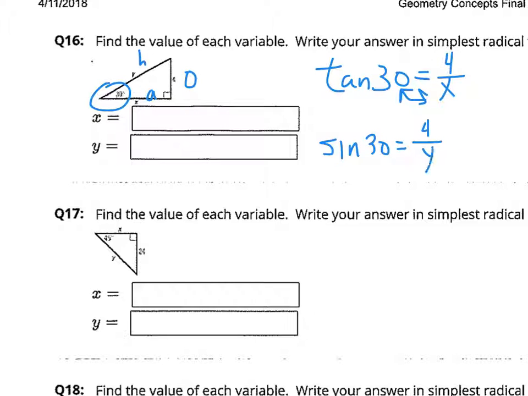the hypotenuse, which is y. And again, change those two around, so it's going to be 4 divided by the sine of 30.